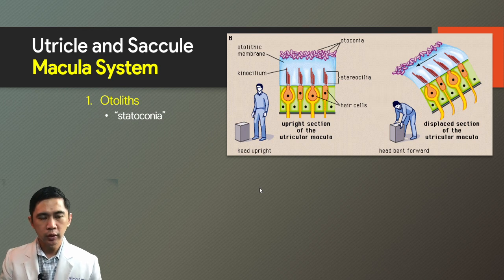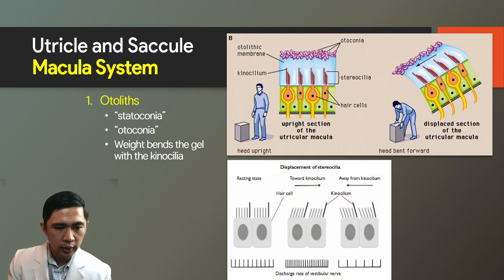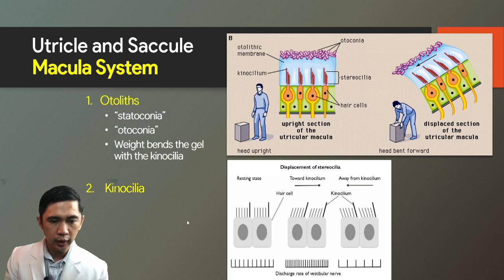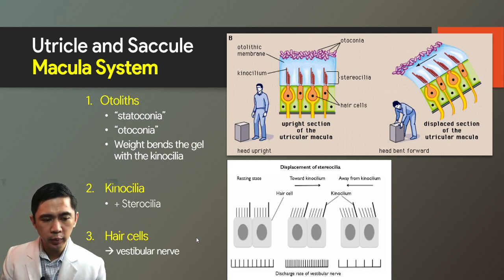So the otoliths, also called statoconia or otoconia, the weight of it bends the gel with the kinocilia. The kinocilia are projections of the hair cells, and it is connected to the shorter stereocilia. With movement of the stereocilia towards the kinocilium, there will be depolarization or stimulation, and with movement away from the kinocilium, there will be hyperpolarization or inhibition. So the movement towards or away will be detected by the hair cells, and the hair cells will transmit these signals to the vestibular nerve.